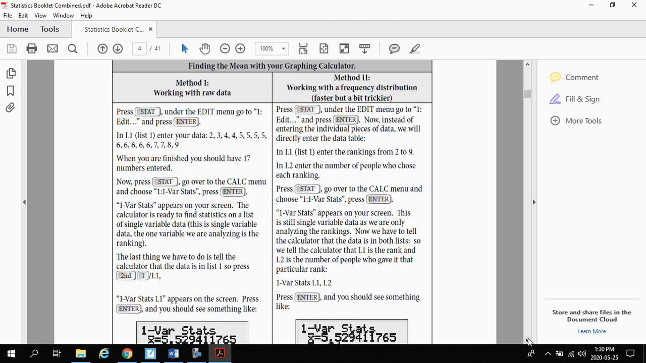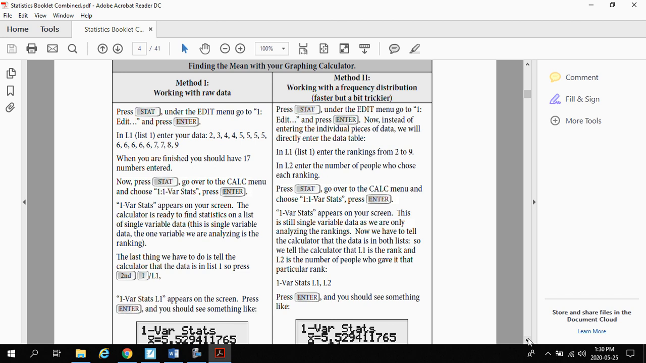So now you press the stat button again and you scroll over when you're on that main menu. So you scroll over to the one that says CALC, so calculate, and choose number 1, which says 1 var stats. So that's single variable stats or 1 variable stats, and press enter. And so this appears on your screen. So the 1 var stats appears on your screen. The calculator is ready to find statistics on a list of single variable data. And again, that's what we're looking at.